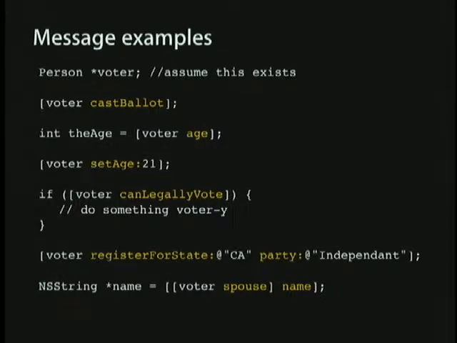The next one, we're actually passing a value in. We're going to set the age of the voter to 21 there. Now, the third one is looking at the return of the can legally vote method. Presumably, this is going to return a Boolean value, and we're just going to check it in an if statement. We don't have to assign it to anything. We can just use it like you would the result of a function. Next, we've got one that takes two arguments, pretty similar to what we just saw on the last slide there. Going to register for state California with the independent party.